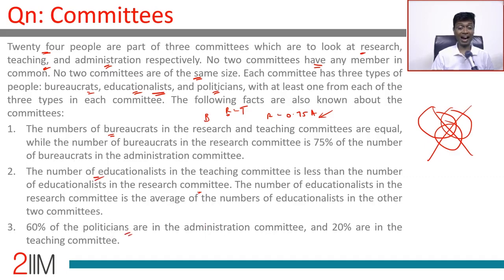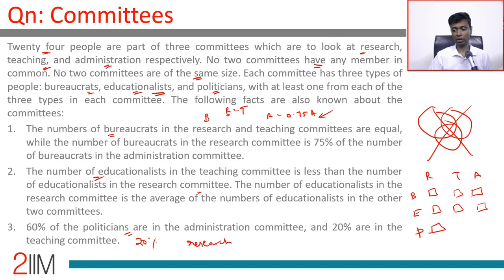60% of the politicians are in the administration committee, 20% are in the teaching committee. The remaining 20% should be in research. And so how the data is laid out is very important. I think we're going to think about research, teaching, administration, bureaucrats, educationalists, politicians, and look to fill in numbers in each of these categories in some form. These three together will give research, these three teaching, admin, and everything put together will add up to 24. Once we know how the data is laid out, these kinds of things are much simpler to solve.